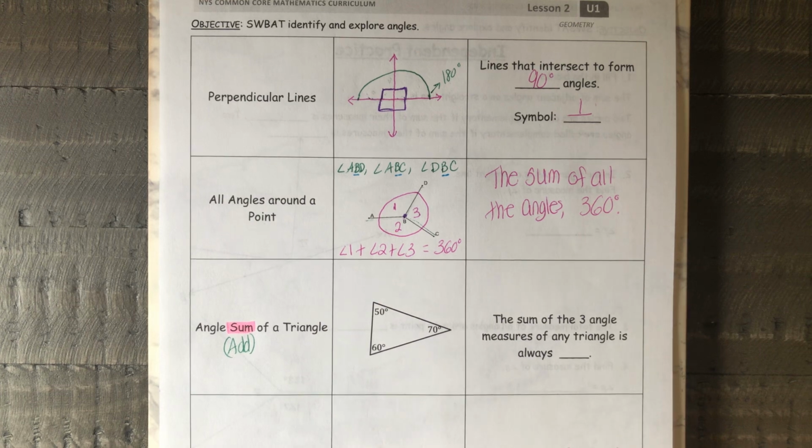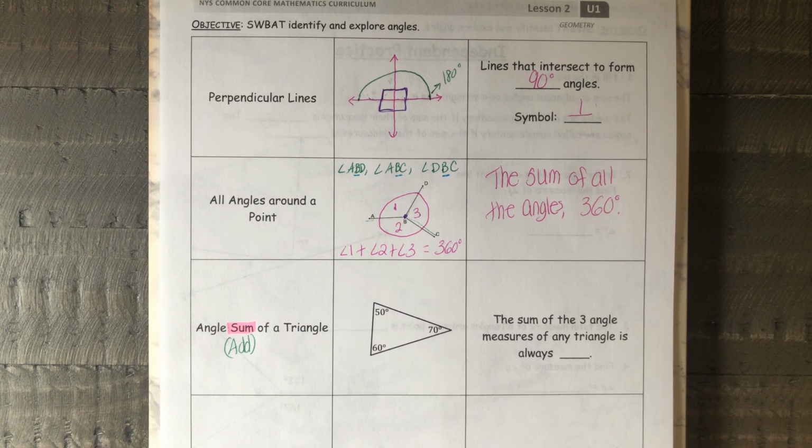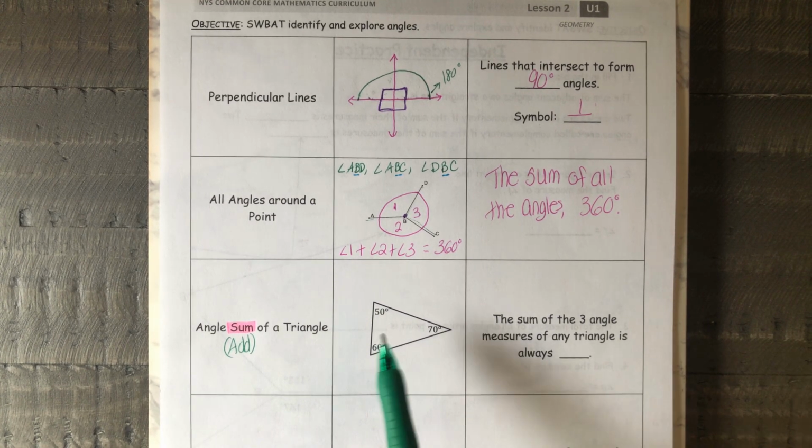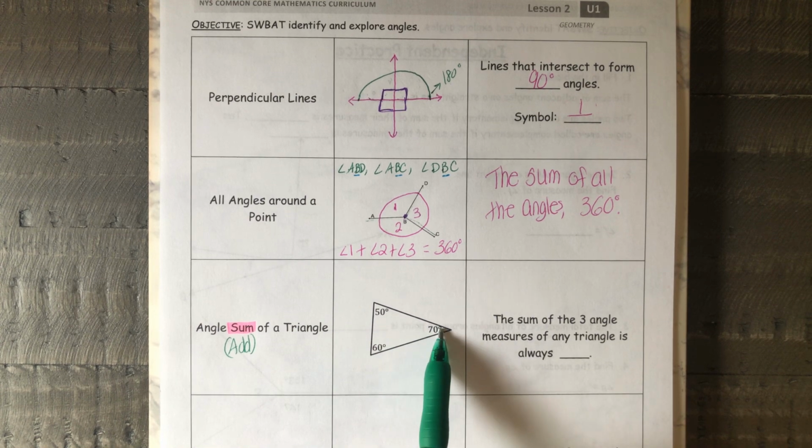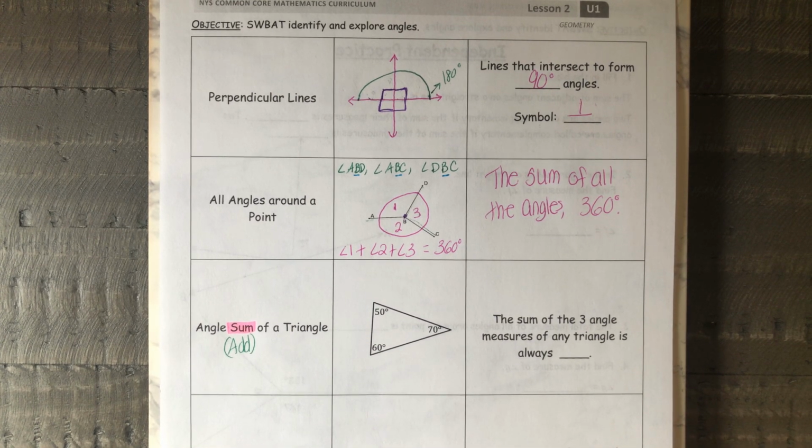So I'm adding all the angles in the triangle. Here, they gave us an example: 50, 60, and 70. I want you to go ahead, and if you have a calculator on hand, or if you have your cell phone, you can just open up the calculator app. I want you to add 50, 60, and 70 and see what number you get.